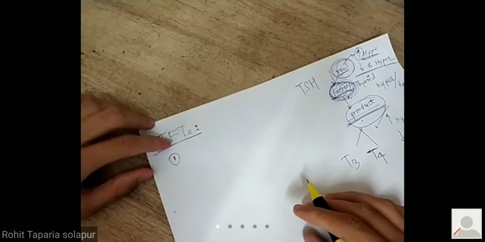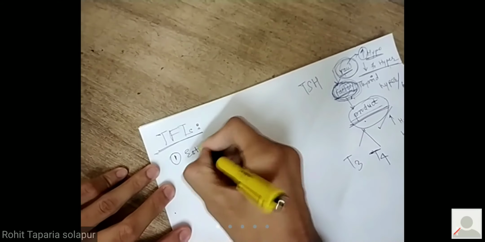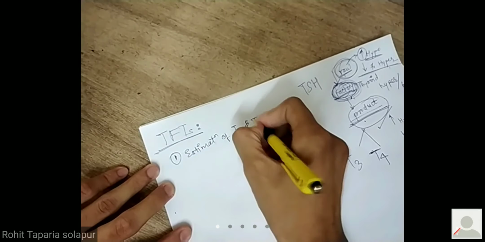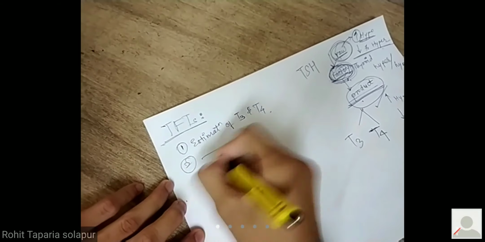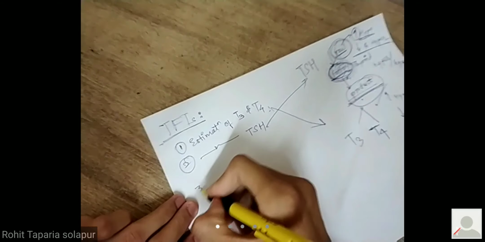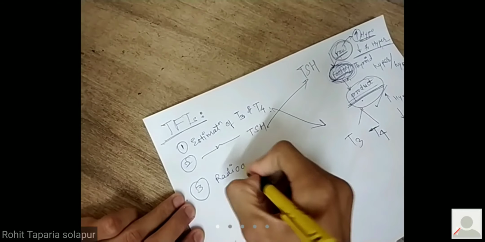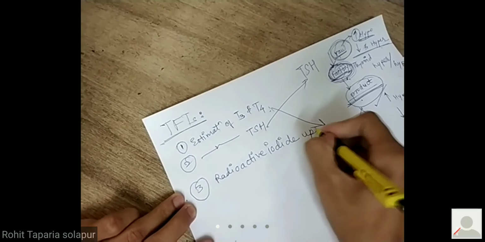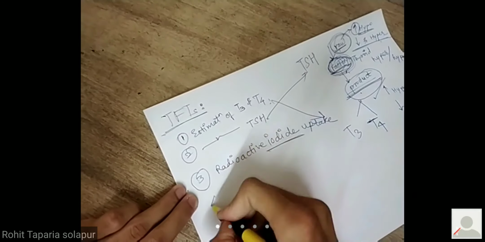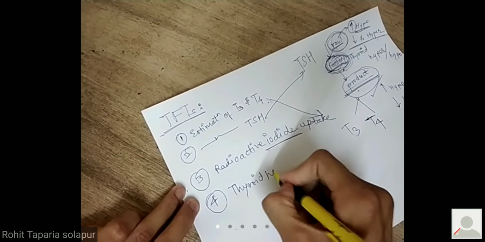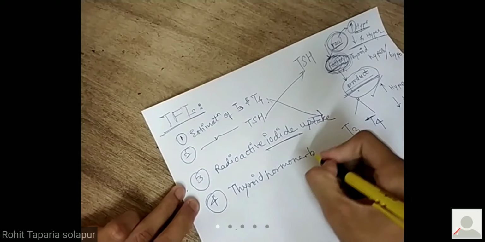First I will enlist the names of the tests. So you will estimate, it is simple, estimation of T3 and T4. Then estimation of TSH, that is the raw material and this is the finished product, and then radioactive iodine uptake or iodide uptake, because iodide is taken, not iodine. It is converted into iodine later inside, as we saw in the previous page. And thyroid hormone binding protein.